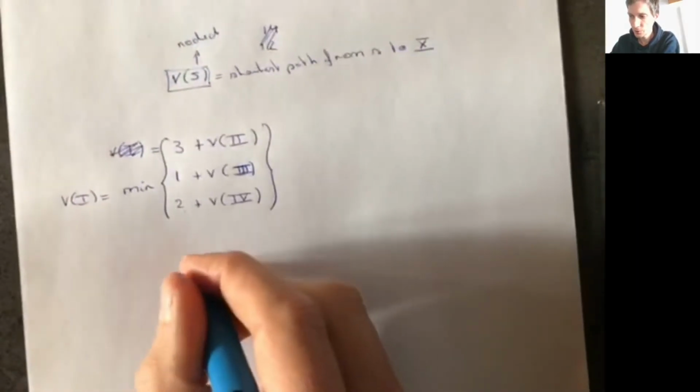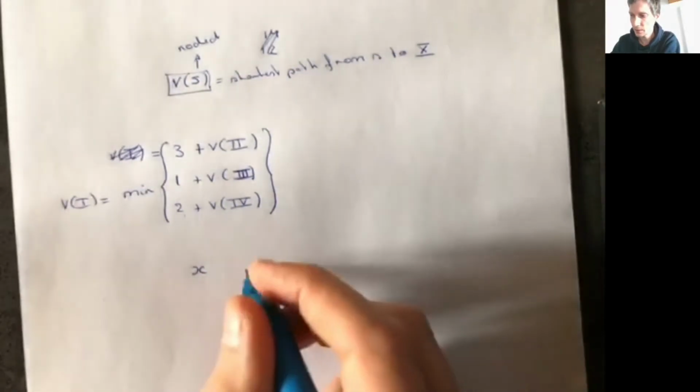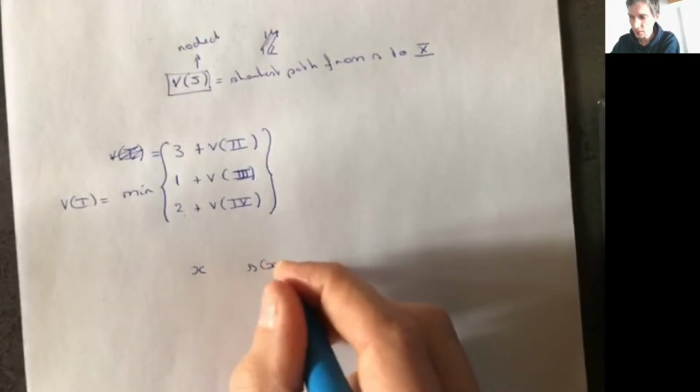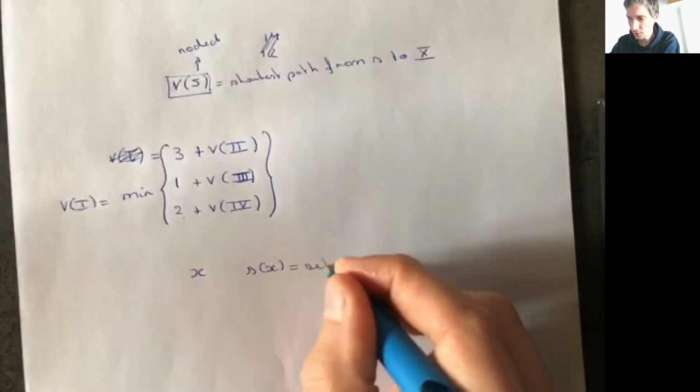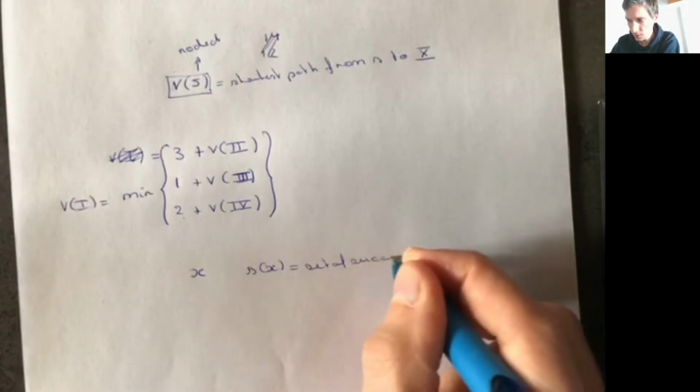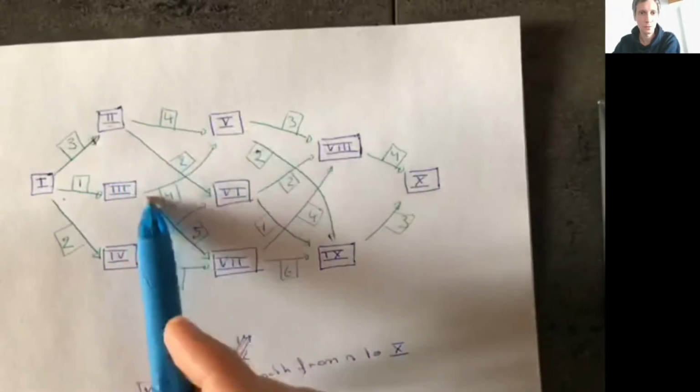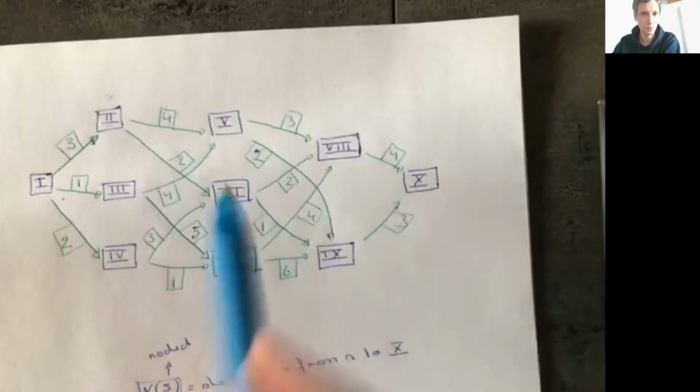So in principle, if you have a node x, then S of x you can take to be the set of successors. These are all the nodes that are linked to a node x. So if this is x, then S of x will be this node and this node.